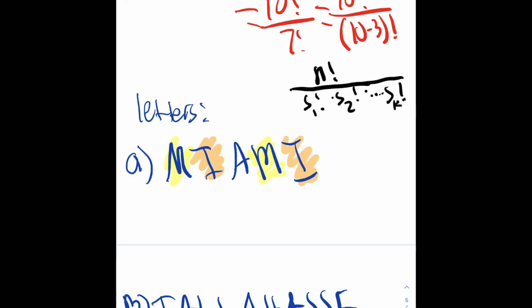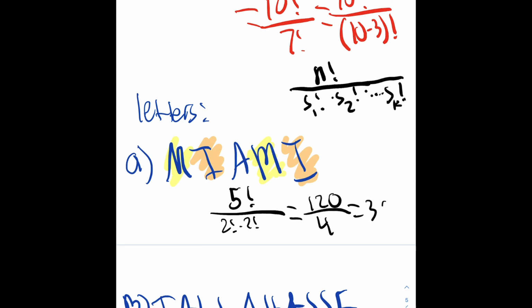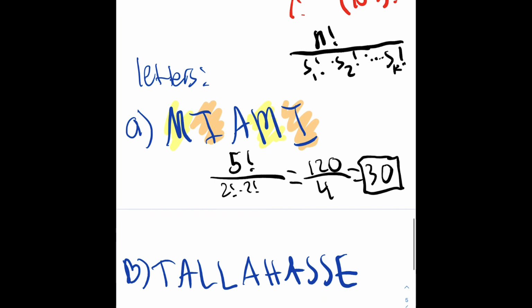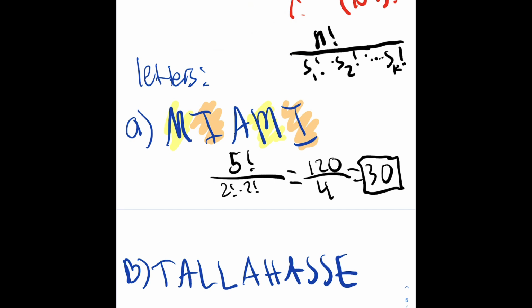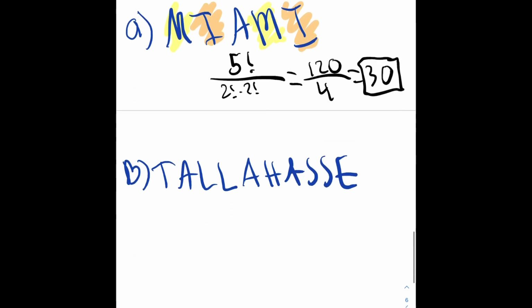So if we use this, we have 5 letters and 2 letters that repeat. We end up with 120 on the top, and 2 times 2 is just 4. So this gives me 30 possible ways that I can reorganize those letters, counting the letters that are doubles.